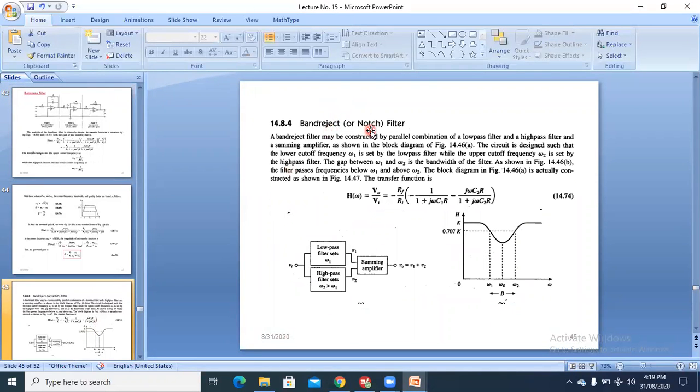And in band stop or notch filter, we have the low pass filter and the high pass filter, and we sum up, we have the summing amplifier, which in fact is summing and providing the gain of Rf by Ri. So this in fact is the introduction of the filter.